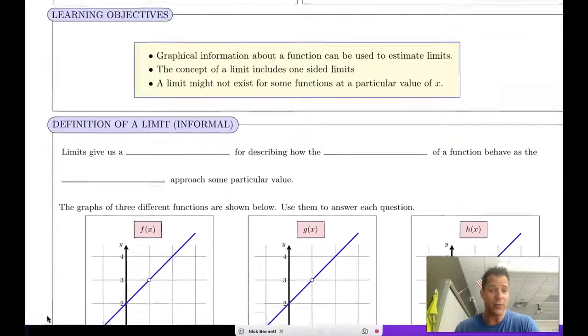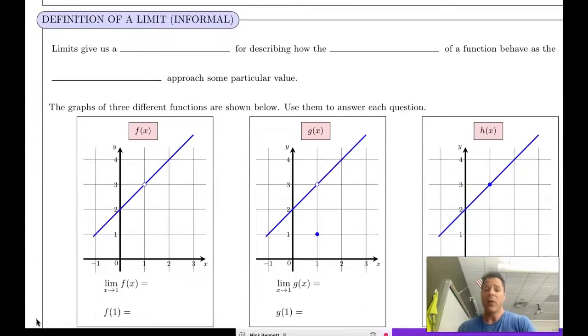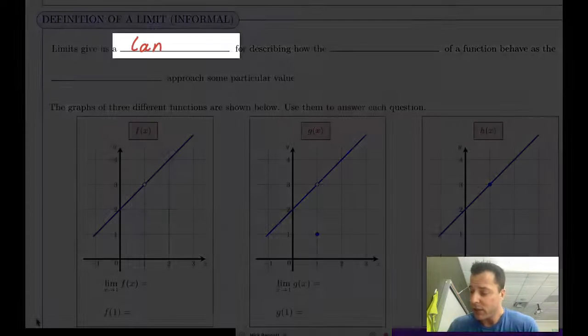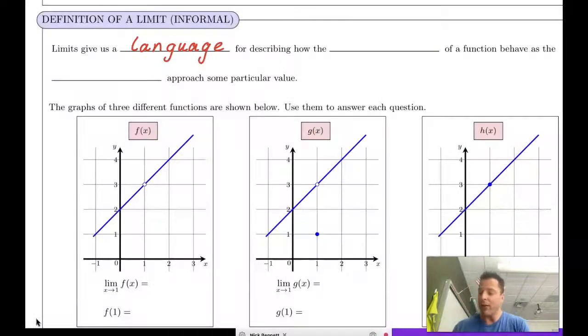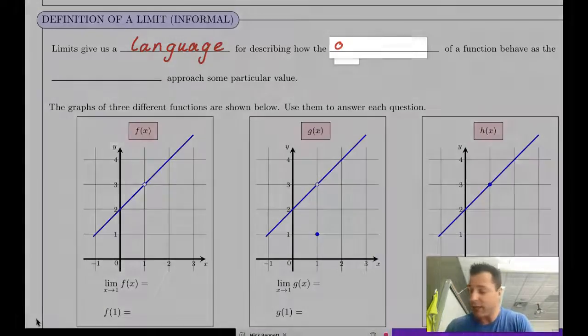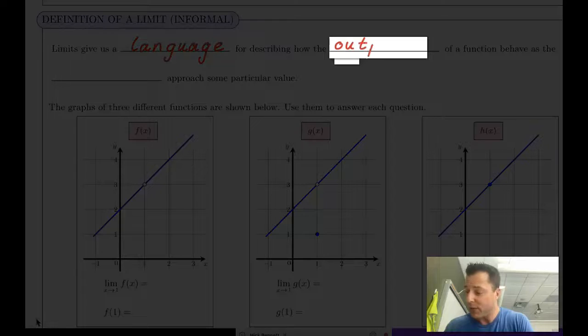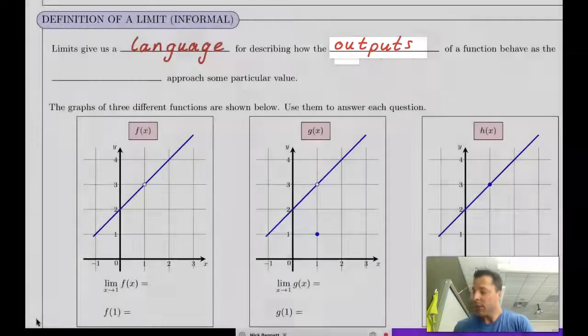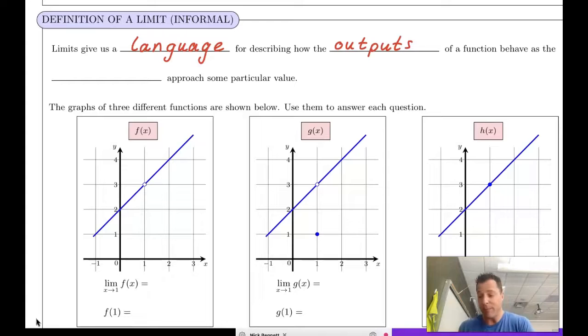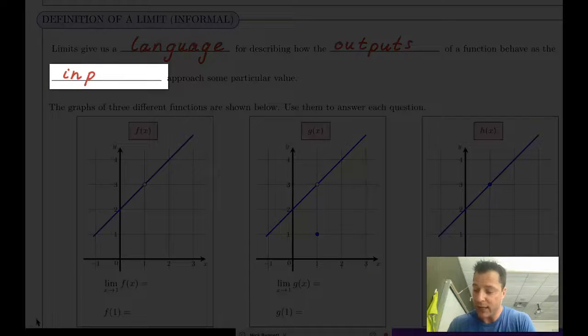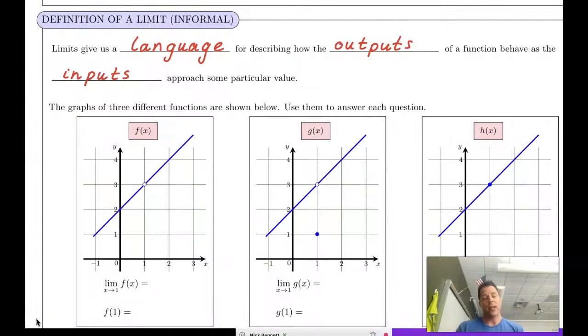Now this is going to be an informal definition. A limit gives us the language for describing how the outputs, so your function values, the y values of a function behave as the inputs approach a particular value. So your inputs are your x values or your independent variable. So it gives us a language. And so really when we're talking about limits, we're looking at y values.